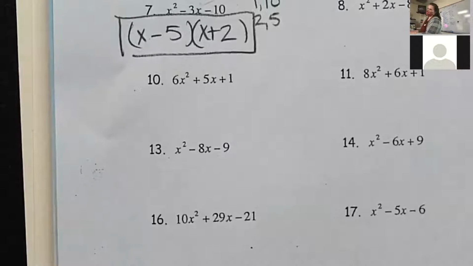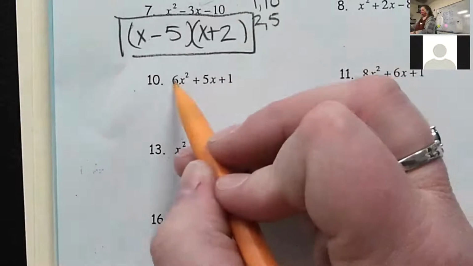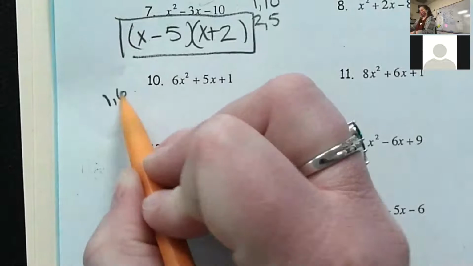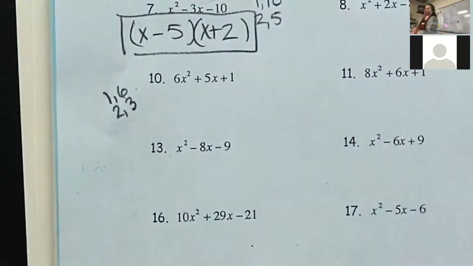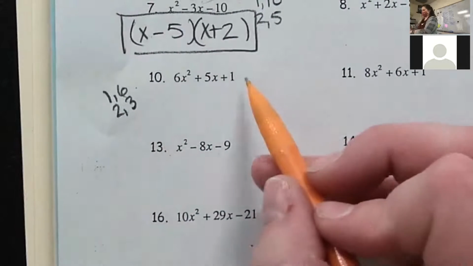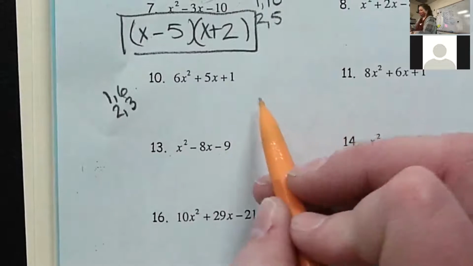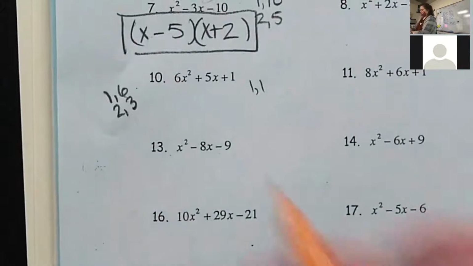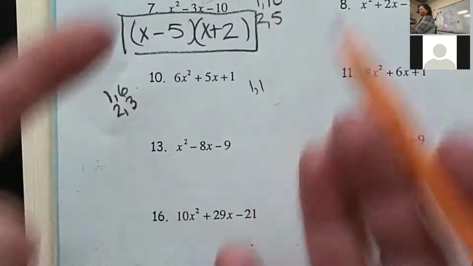Now there's a number in front of the x squared, so we do have to consider this. The factors of 6 are 1 and 6, and 2 and 3. Here's the good news. What's the factors of 1? 1 and 1, right? That's the only option. All right. So actually, this is like reverse of what we just did up here.